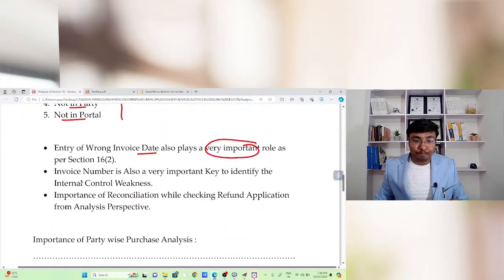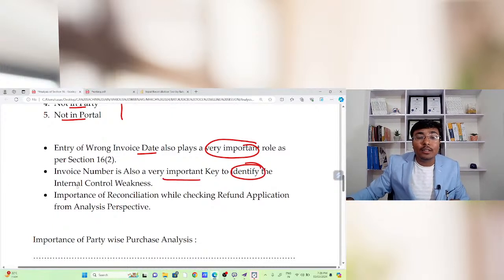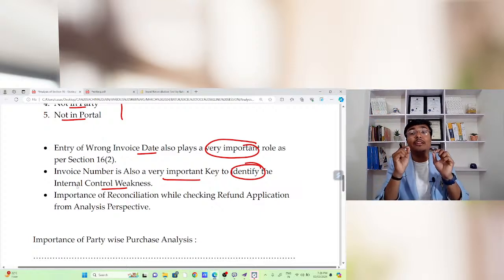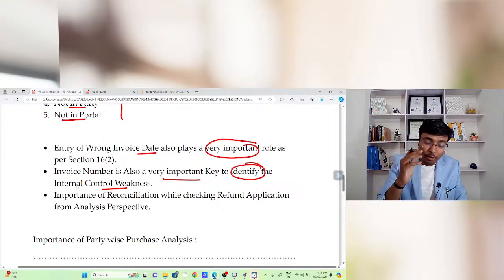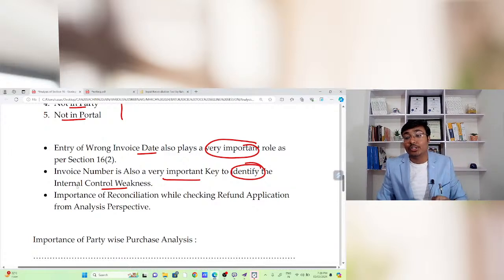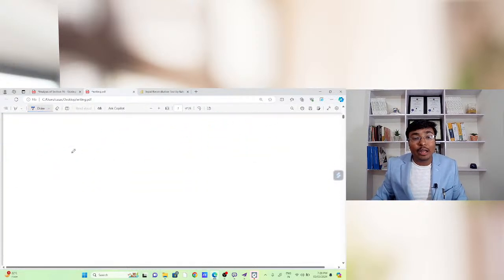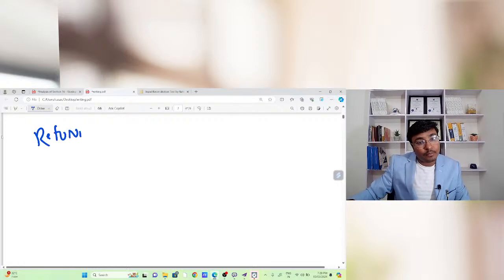Okay, now invoice number is also a very important key to identify the internal control weaknesses. Also when you are going to prepare the refund application, if your client falls under the definition of inverted duty structure, or if your client is under export without payment of tax, in that case you have to file the refund application. Okay, you have to file the refund application.